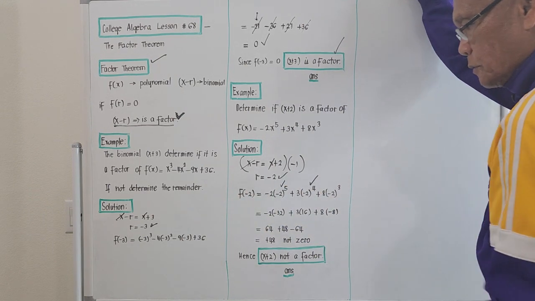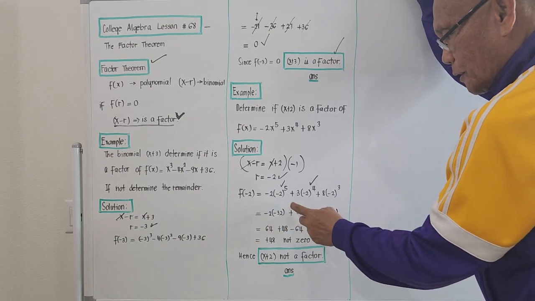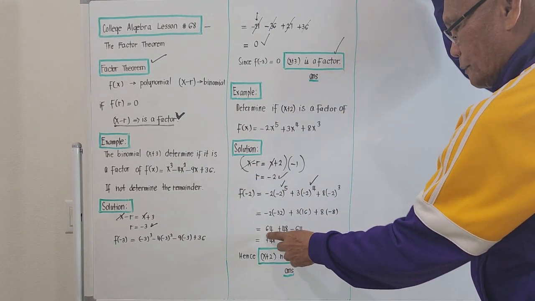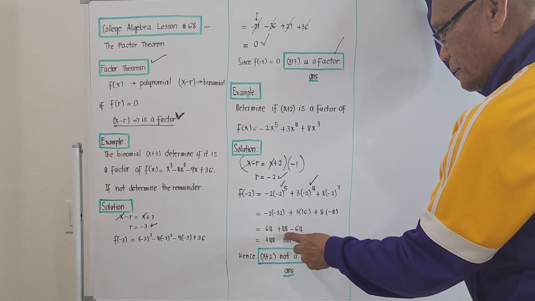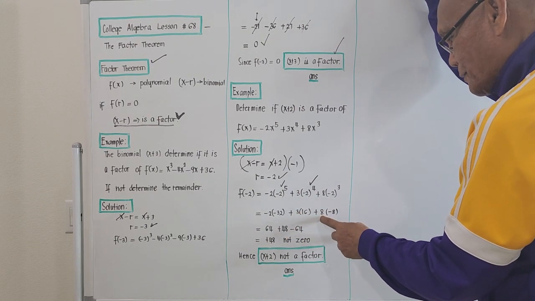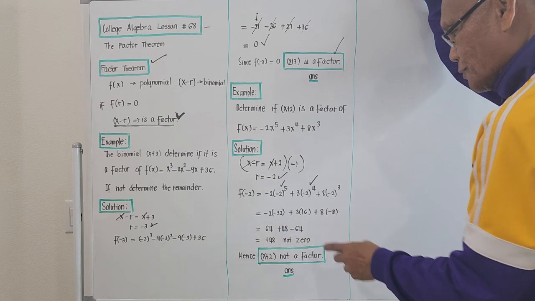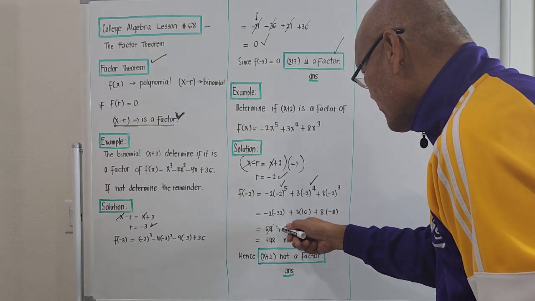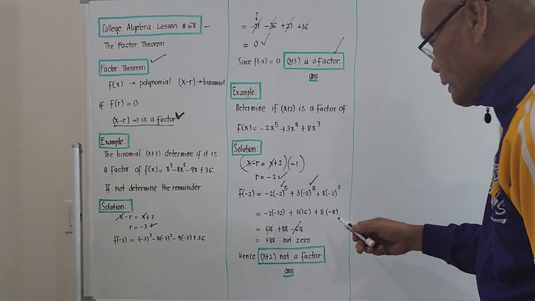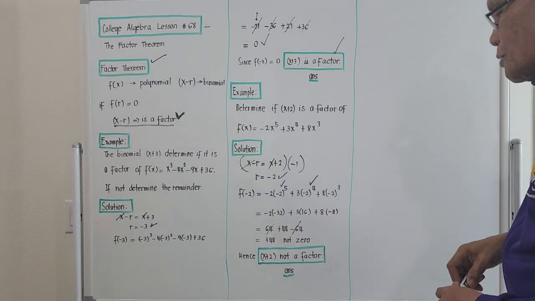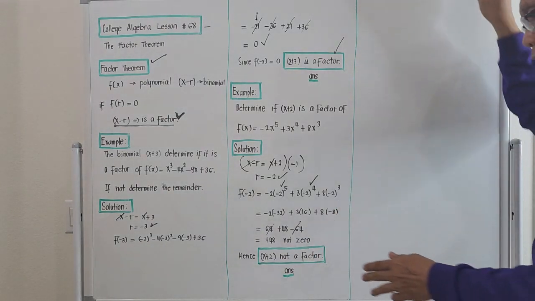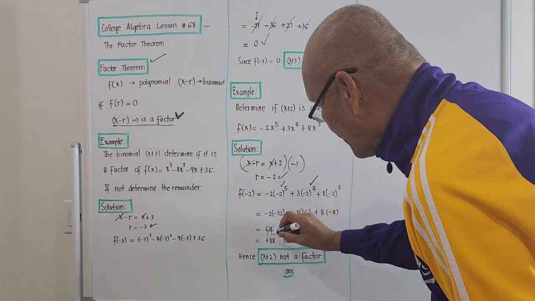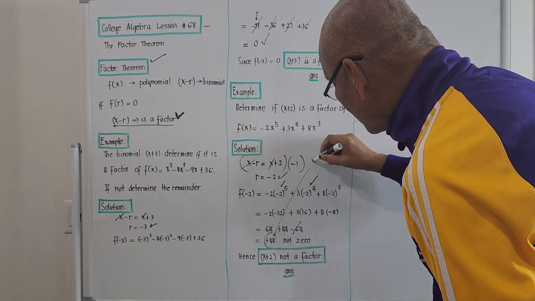Simplifying this one, negative 2 times negative 32, we are multiplying, right? So positive 64. 3 times 16 will be 48. And 8 times negative 8 will be negative 64. So actually, this 64 here cancels with this. And what comes out after the substitution of r equal to negative 2 is actually positive 48. This positive 48 here is termed the remainder.